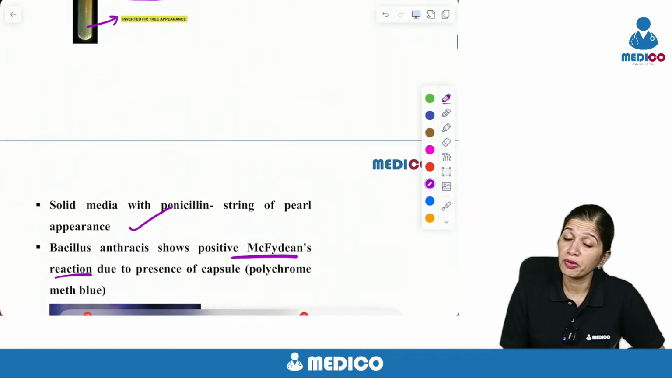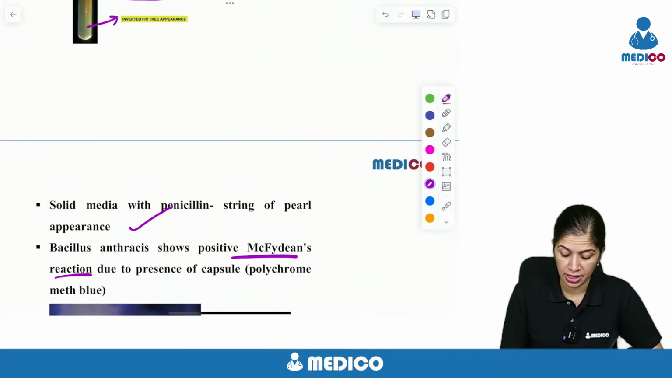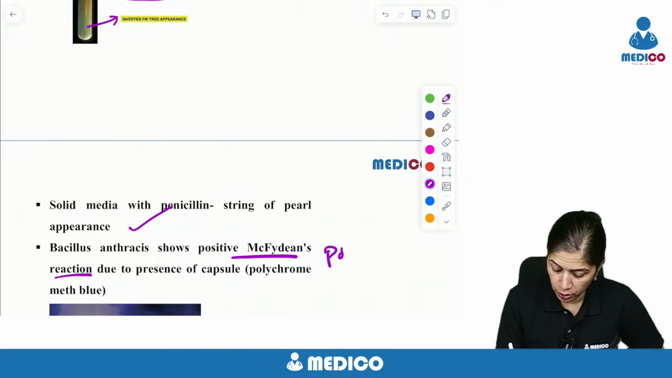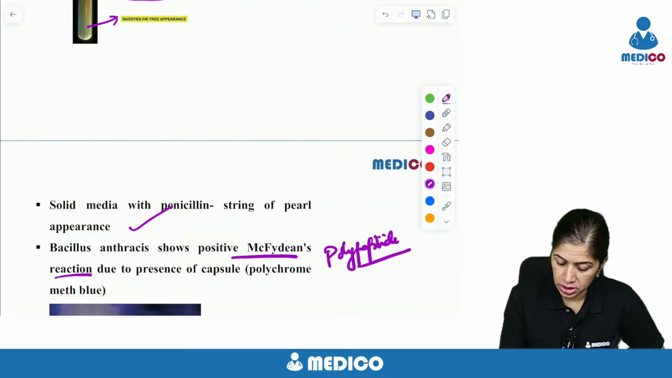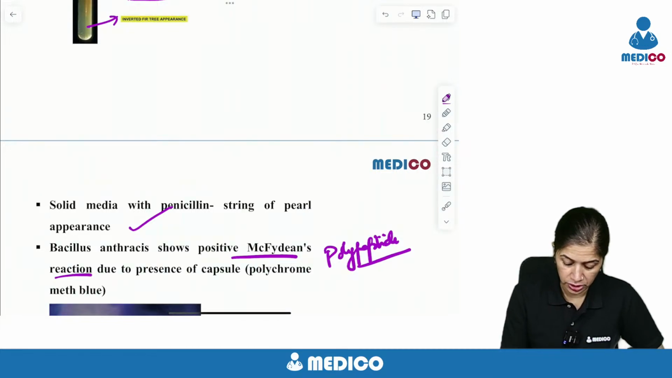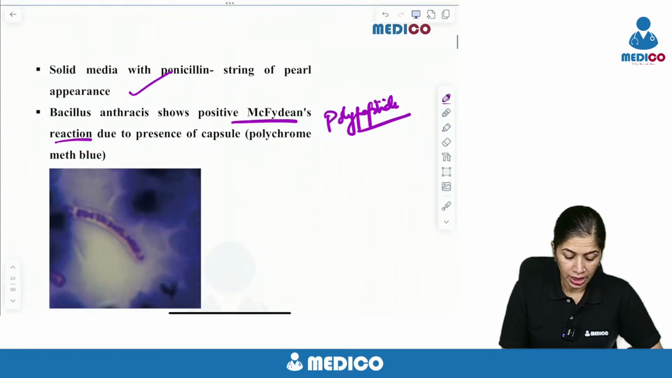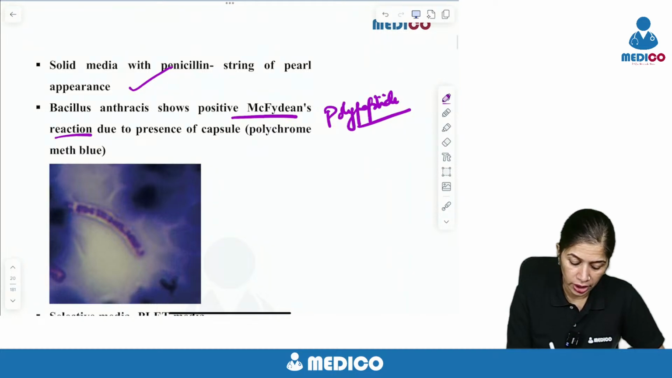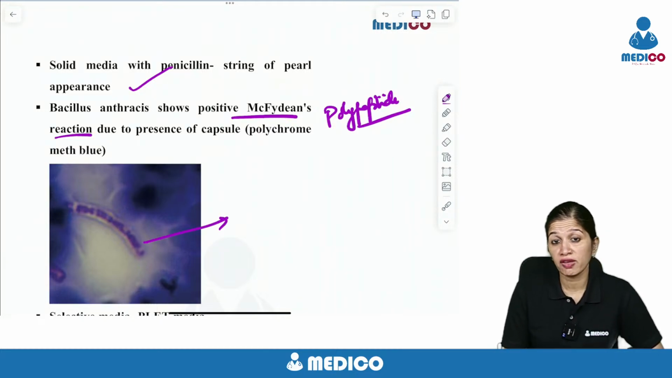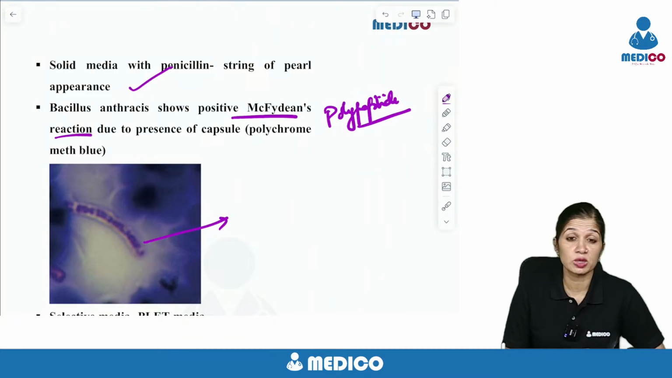And what is the type of capsule for Bacillus? It's not polysaccharide, rather it is polypeptide, okay. So it's a polypeptide capsule that you get to see. Okay, and this is a classic image showing the McFadyean reaction. So it's very, very important with respect to the diagnosis of Bacillus anthracis.